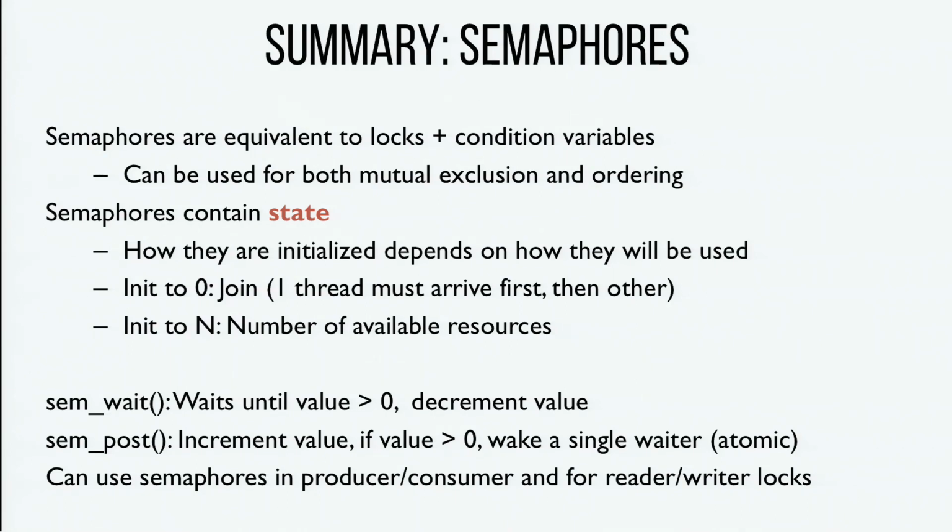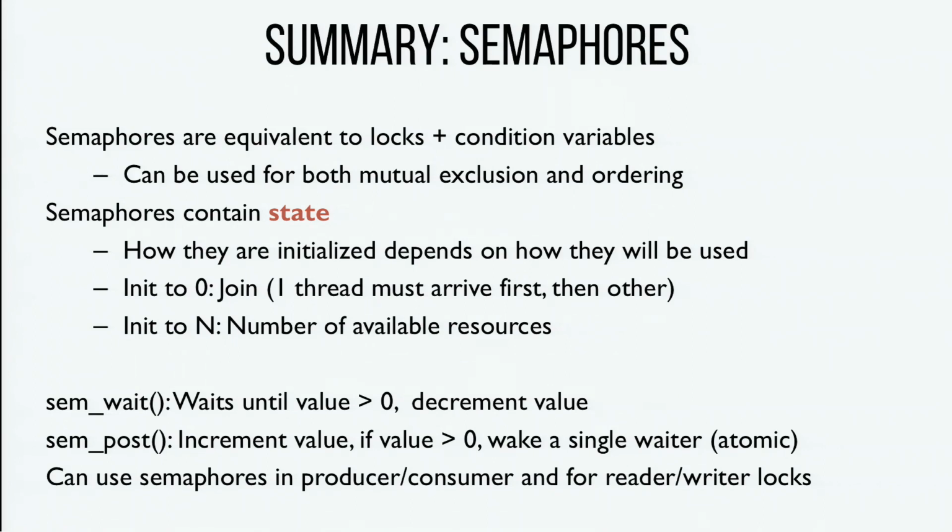So semaphores are going to be able to do both locking and act like an ordering primitive, like condition variables. And how we use them is going to depend upon how we initialize their state. In general, if you initialize a semaphore to 1, that is letting one thread grab the semaphore. So that's acting like mutual exclusion, like a lock.